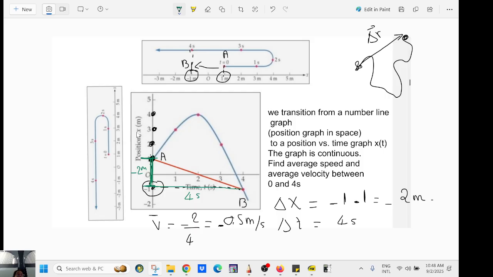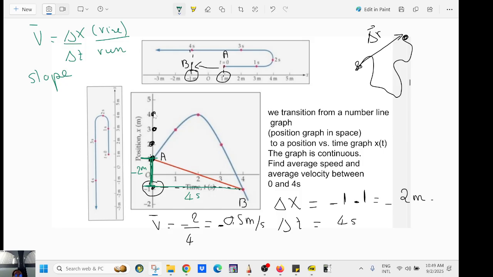In conclusion, in a position versus time graph, if you have a segment connecting two points, the slope is going to be the average velocity. You see? Because the average velocity is delta x over delta t, which is the rise over the run. And that's the definition of a slope. So it's going to be the slope.